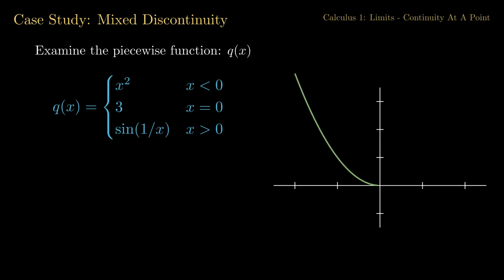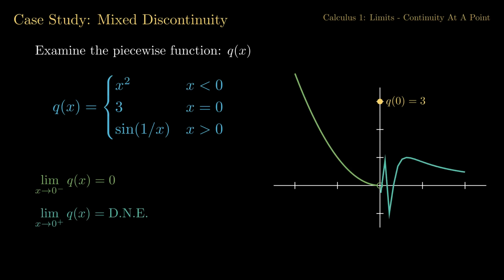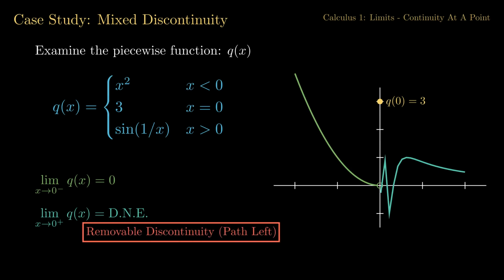For x less than 0, the function behaves regularly. At x equals 0, q of 0 equals 3. But the limit as x approaches 0 from the left is 0. The limit as x approaches 0 from the right oscillates. Thus, we confirm a removable discontinuity at x equals 0. There's also an oscillating discontinuity at x equals 0.